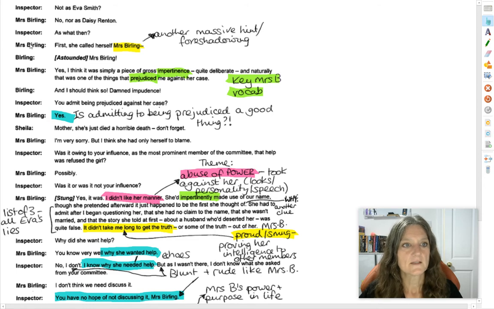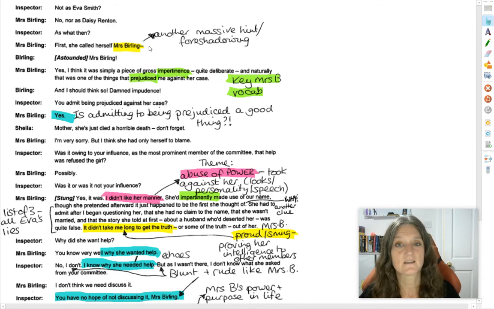Okay. So she didn't introduce herself as Eva Smith, Daisy Wren. Mrs. Birling says first she called herself Mrs. Birling. So this is probably our most massive hint or clue so far. Why would the name Mrs. Birling have popped into her head? Because she knows it's Eric who has got her pregnant. And she probably knows Eric's surname is Birling, and that's why it pops into her head.